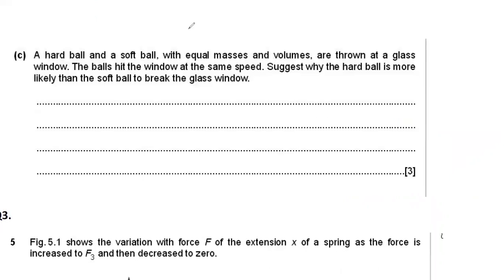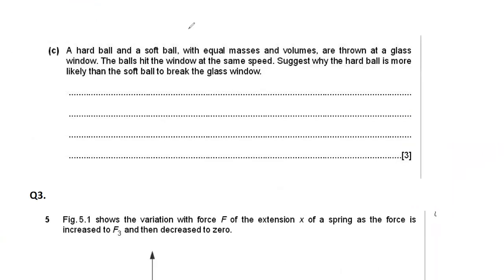Then they're saying a hard ball and a soft ball with equal masses and volumes are thrown at a glass window. The ball hits the window at the same speed. Suggest why the hard ball is more likely than the soft ball to break the glass window. So what do you guys think?